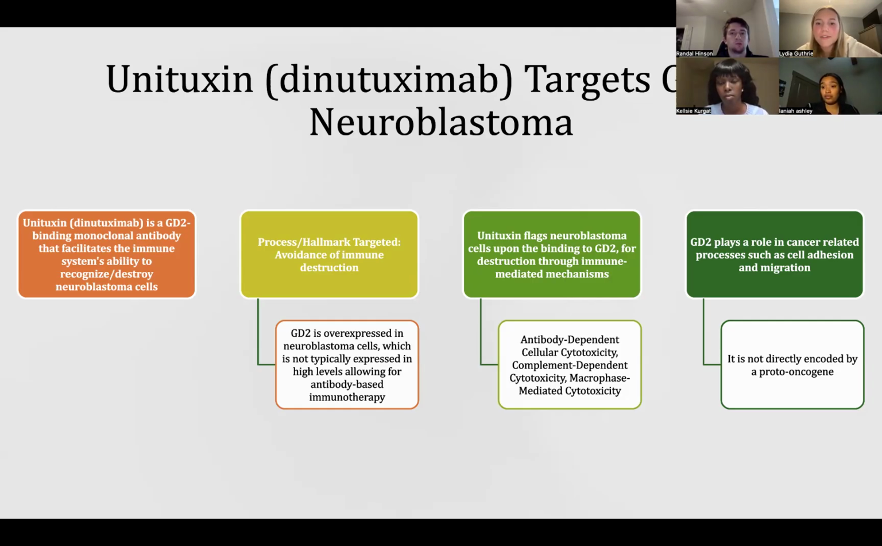Unituxin flags neuroblastoma cells upon binding to GD2 for destruction through immune-mediated mechanisms. These are such as antibody-dependent cellular cytotoxicity, which enables natural killer cells to destroy GD2 expressing neuroblastoma cells. Another one is complement-dependent cytotoxicity, which forms membrane attack complexes that kill the neuroblastoma cells, as well as macrophage-mediated cytotoxicity.